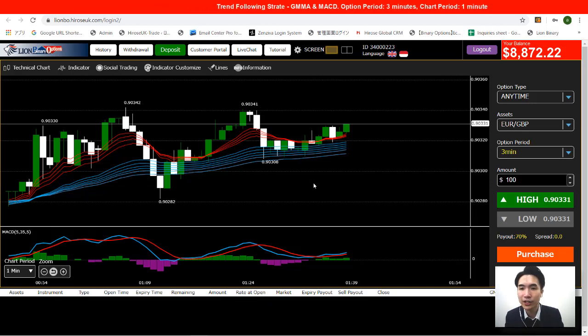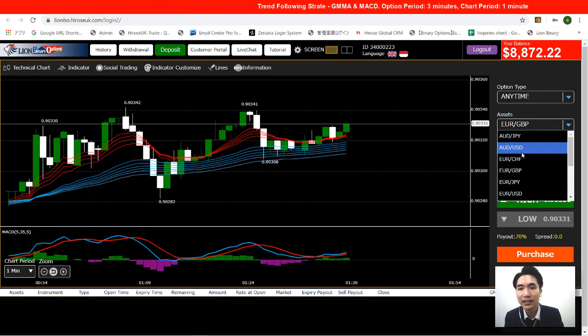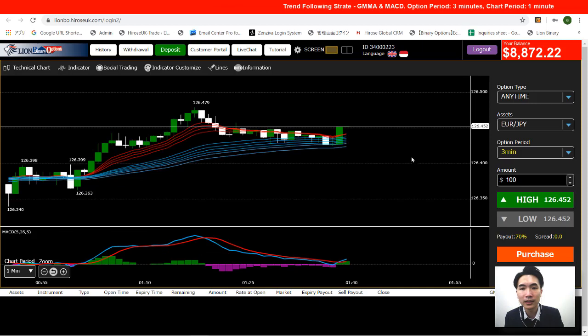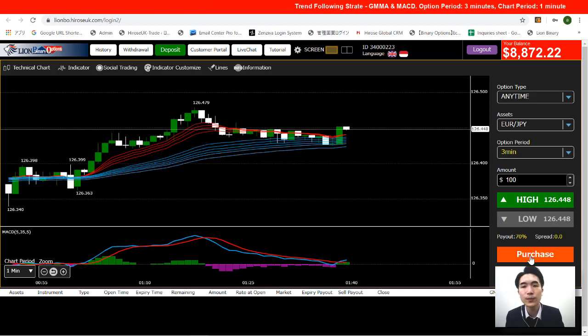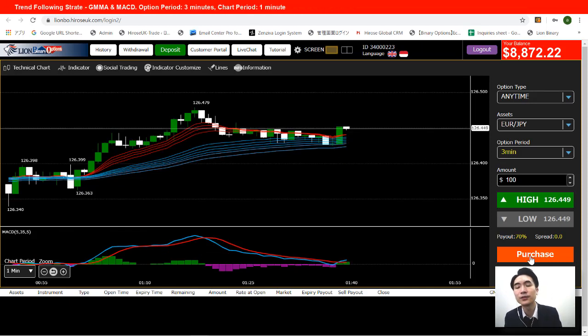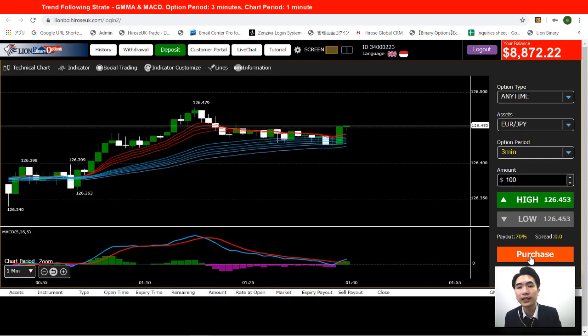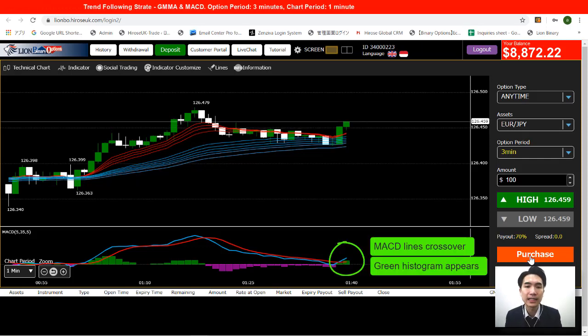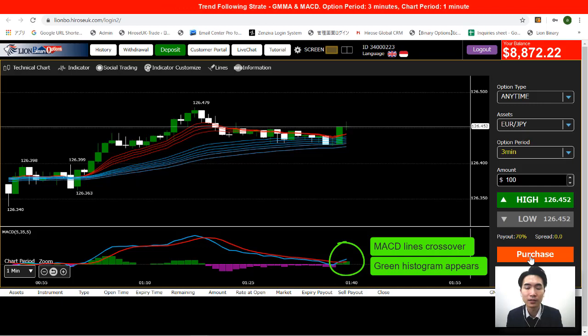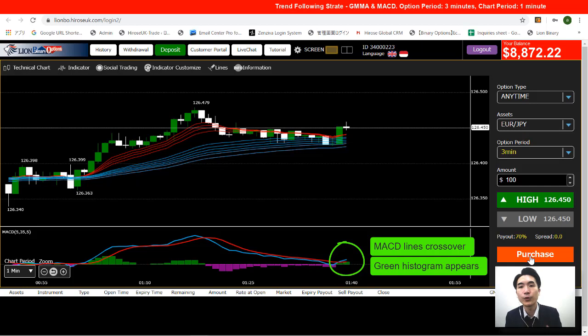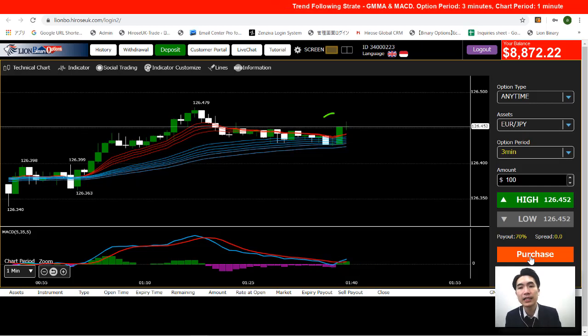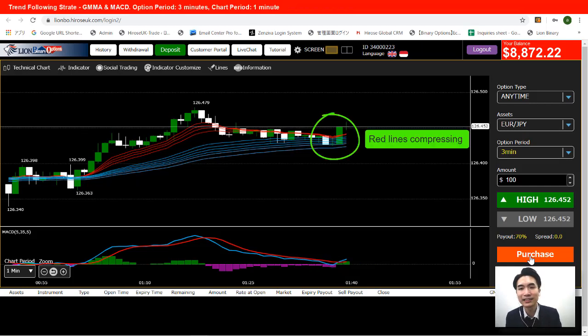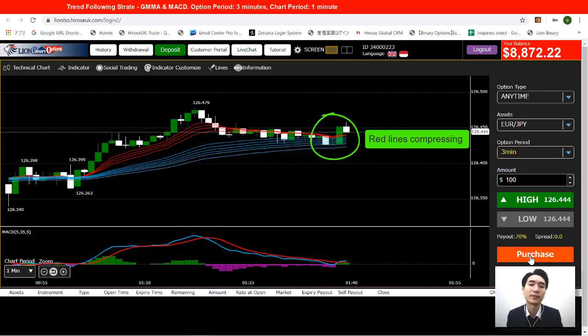So I will change the currency pairs here, and then take a look at another market. So in here, this one is really similar to the one that we were looking at just now. So if we take a look at the MACD here, it crossover and then gives me a green histogram. But then if we move back to the GMMA, it's still compressing, it's not expanding. So that's exactly what happened with the currency pair just now.